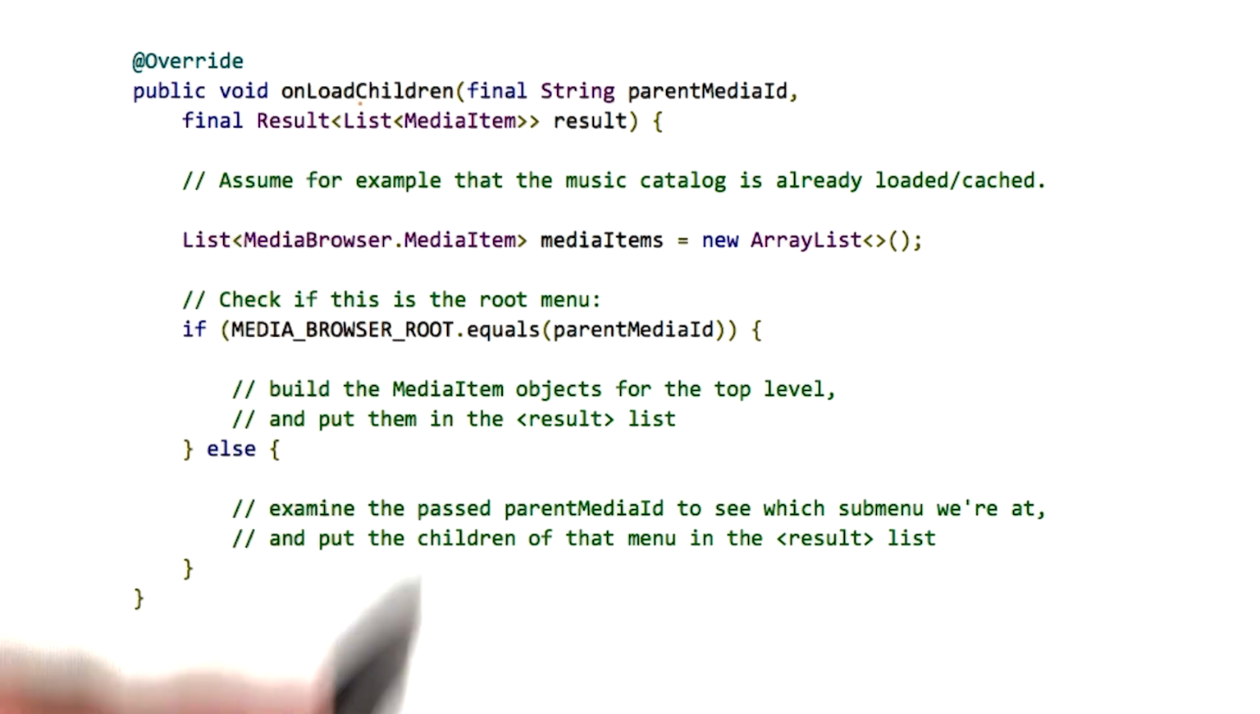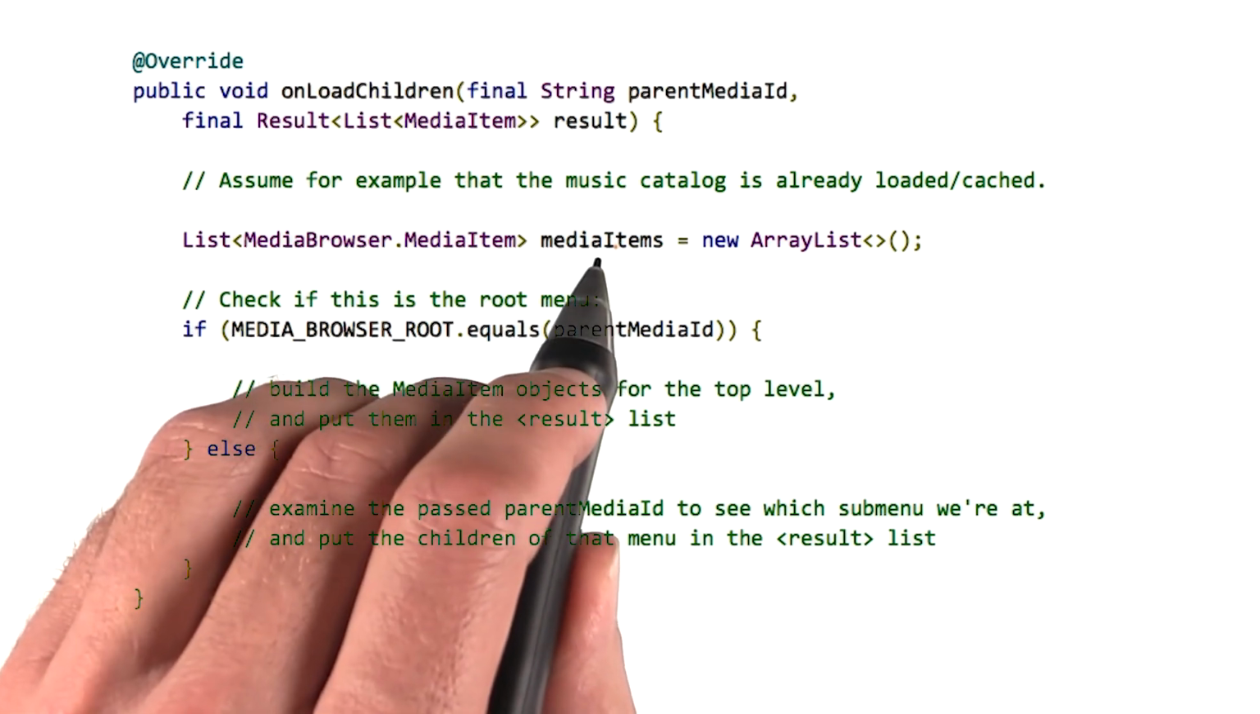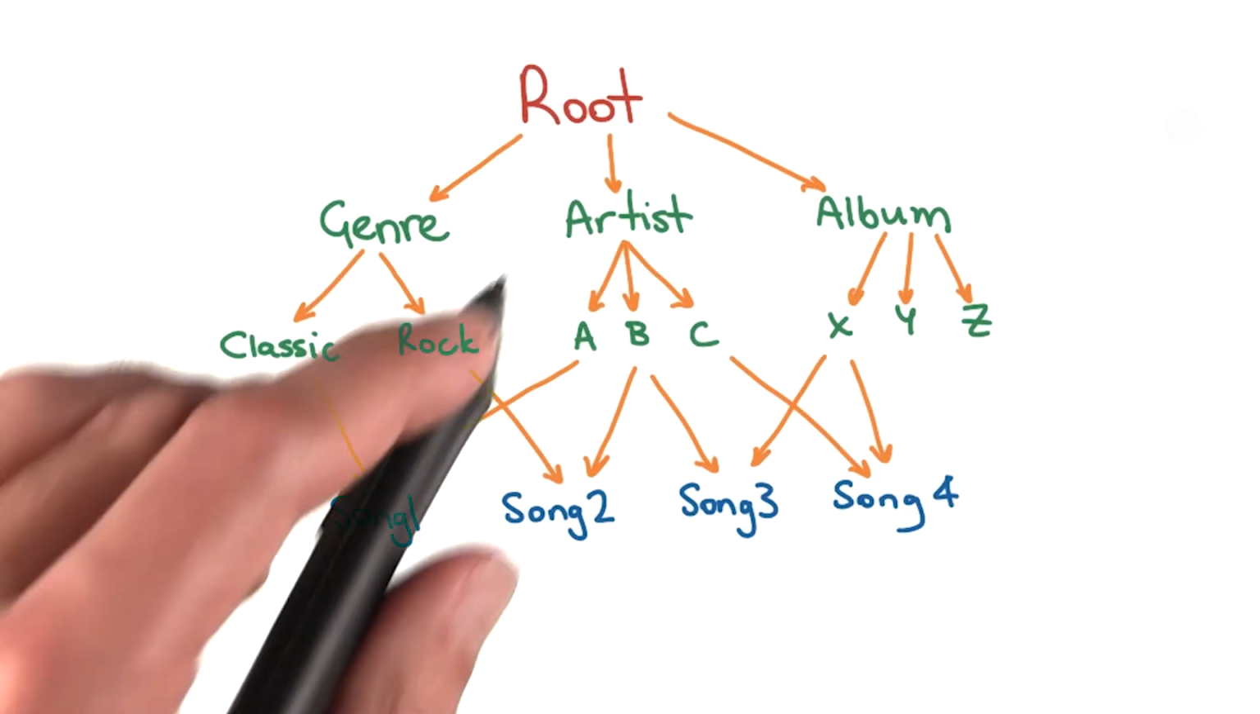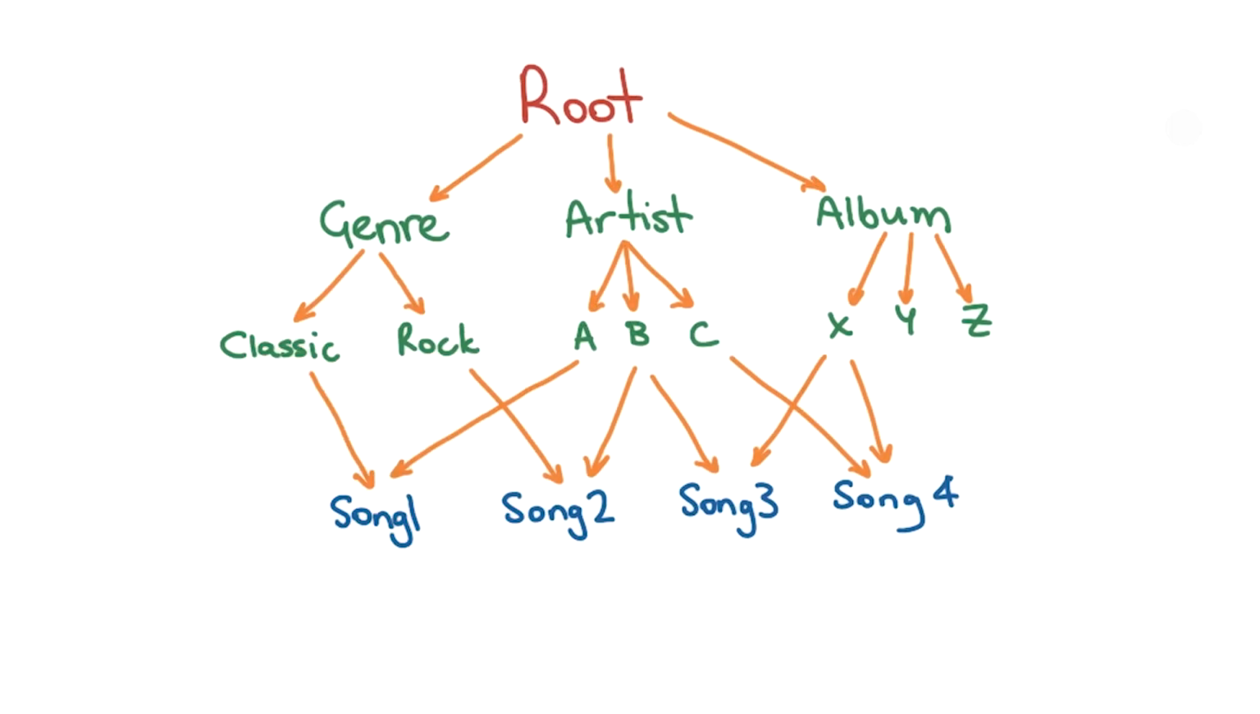For the onLoadChildren method, shown here, you get to build up a hierarchy of media IDs. Each call returns a list of media items, which we show here, and an item can be playable or browsable. So what does this mean? Let's look at a diagram. Browsable items imply that there is another level underneath, and further calls to onLoadChildren will be made. onLoadChildren is called recursively until we reach only playable nodes.